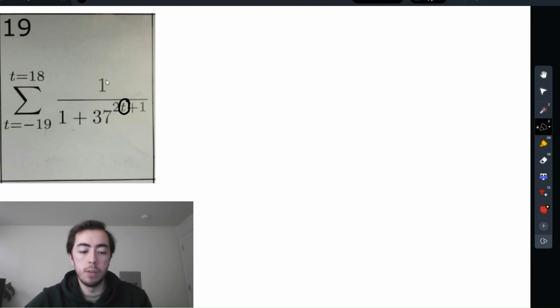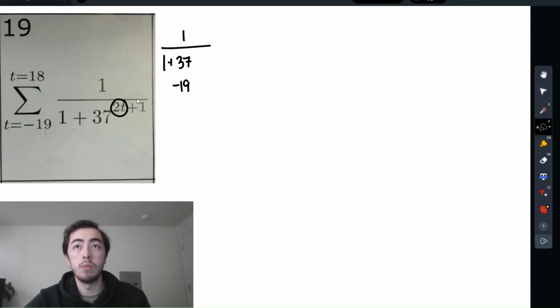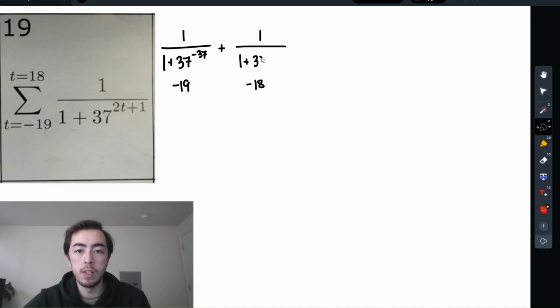I just want to figure out what this sum looks like as we plug in the various values for t. So we would start with t equaling negative 19. So we'll have 1 over 1 plus 37 to the power of negative 19 times 2, which is negative 38, and then plus the 1 gives us negative 37. So it's kind of cute that the 37 is showing up twice. Then the next number, when t is negative 18, we'll have 1 plus 37 to the power of, and then instead of doing all that math, I just know that we're going to be 2 off from negative 37. So this is going to be negative 35.